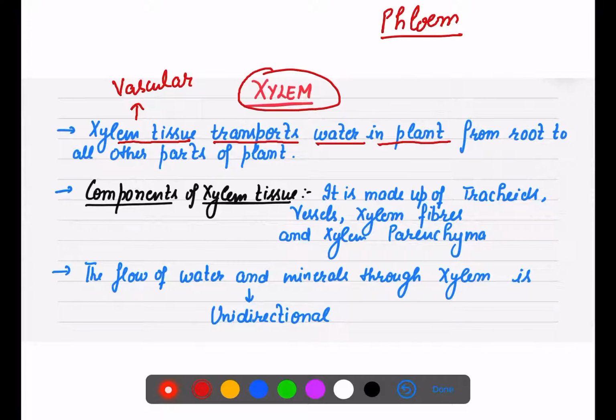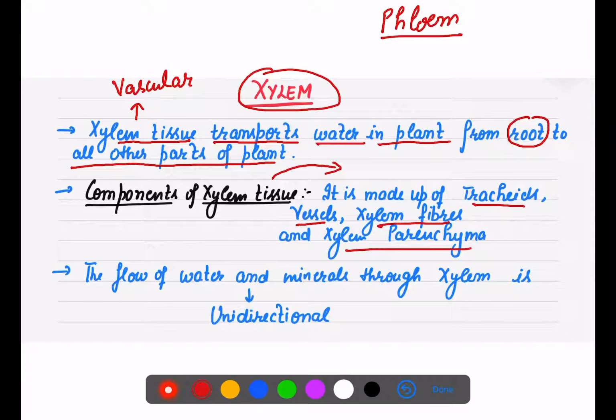Now from where does xylem transport, this direction you should know: from roots to all other parts of the plant. Xylem tissue is made up of tracheids, vessels, fibers and xylem parenchyma. But out of all these four, the main role is played by vessels as well as tracheids. They play a major role in the transportation of water.